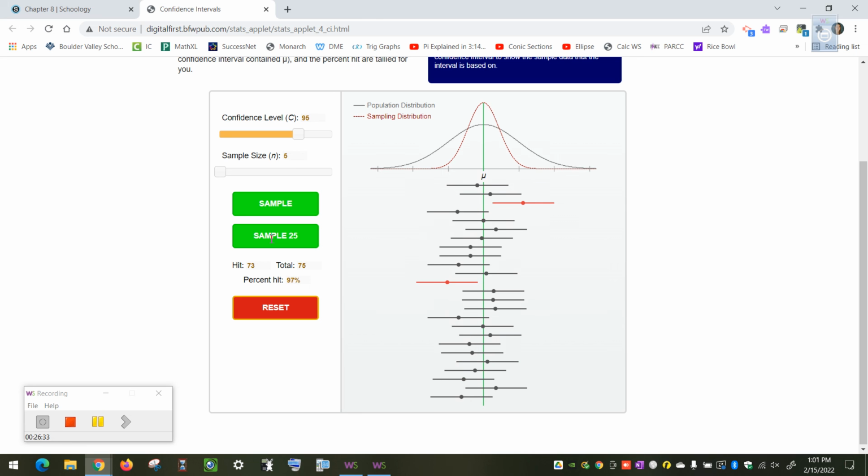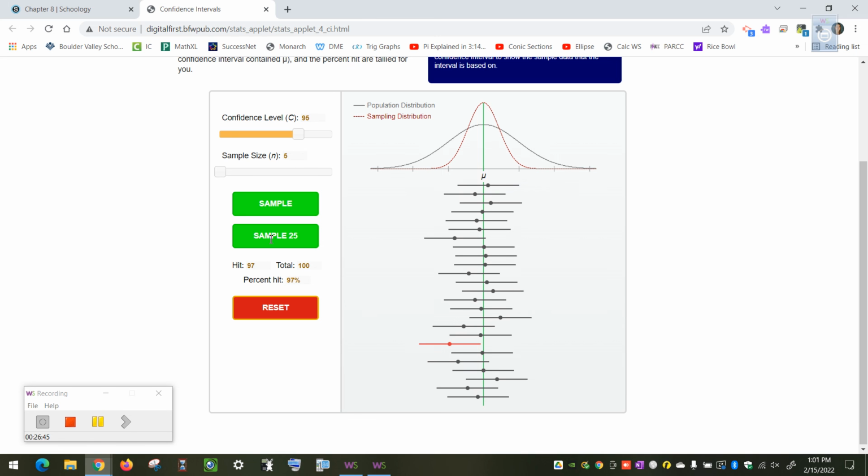I'm going to hit sample 25 again. All right, look, I have a couple red ones off to the side. 2 confidence intervals so far did not capture the true mean. And I'm going to hit sample 25 one more time. In my last set of 25, I just had another red one out here that was really close, but it did not capture the true mean. So out of the 100 that I did, which is going to be different from yours, I ended up getting 97% that capture the true mean.